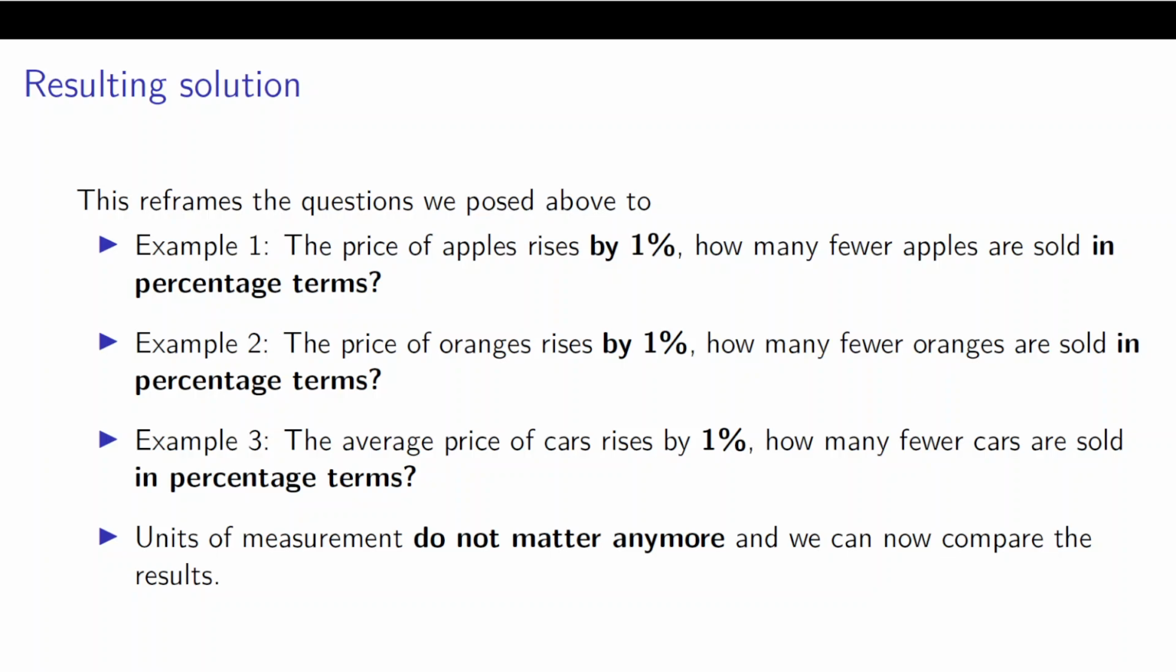So in all of these cases, the outcome is measured in percentage terms and the price change is measured in percentage terms. So now the units of measurement in absolute terms do not matter anymore, and we can easily compare the results of the elasticities between examples 1, 2, and 3. And this is important because that allows us now to judge whether the demand for certain goods is more or less elastic, for example, to a change in the price, as it is done in these examples here.